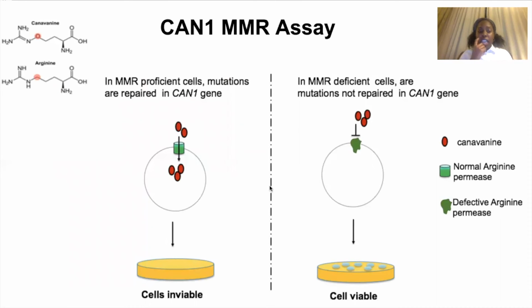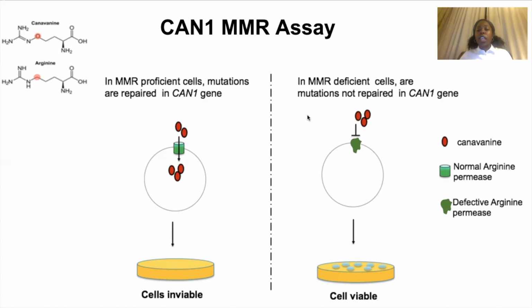Canavanine is an analog of arginine. In MMR proficient cells, mutations are repaired in the CAN1 gene, and the CAN1 gene encodes a permease, which allows canavanine to enter the cell. Once canavanine enters the cell, it replaces arginine, which disrupts protein synthesis and leaves the cell dead. So it doesn't allow any of the cells to grow.